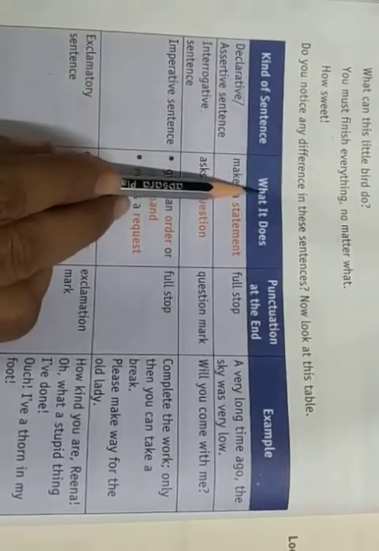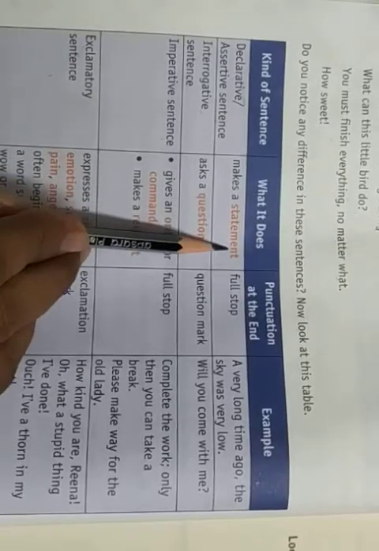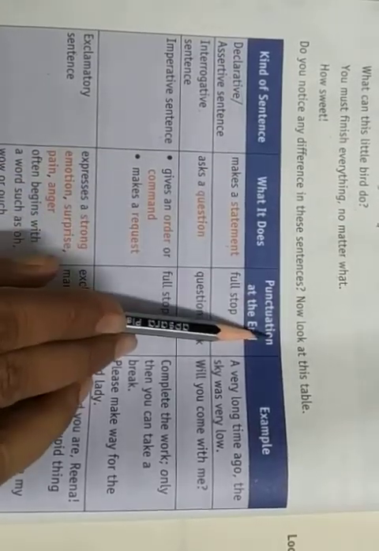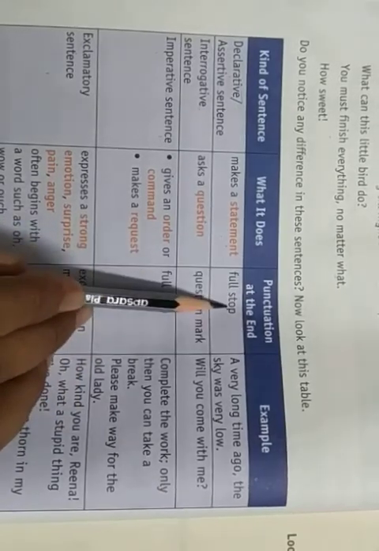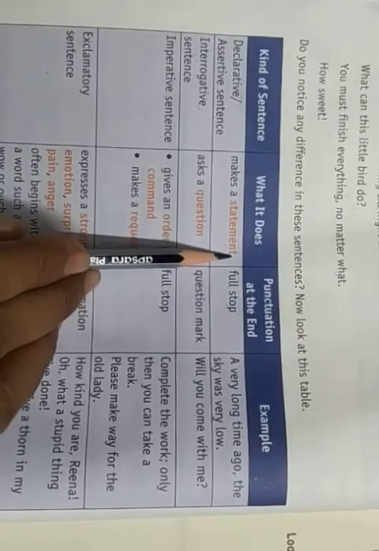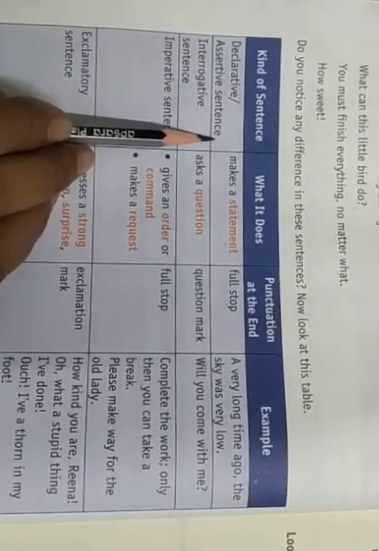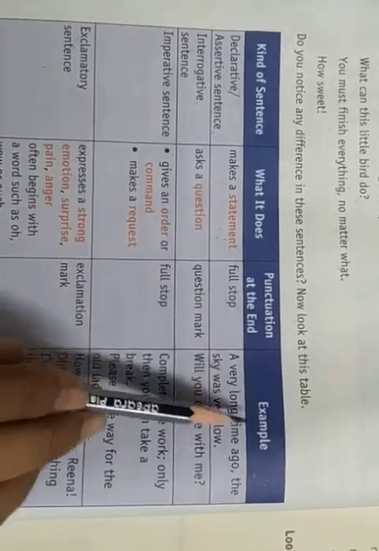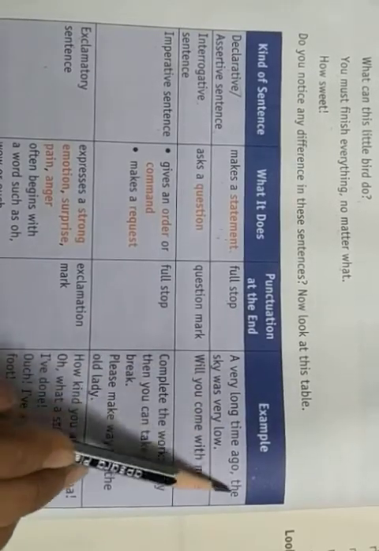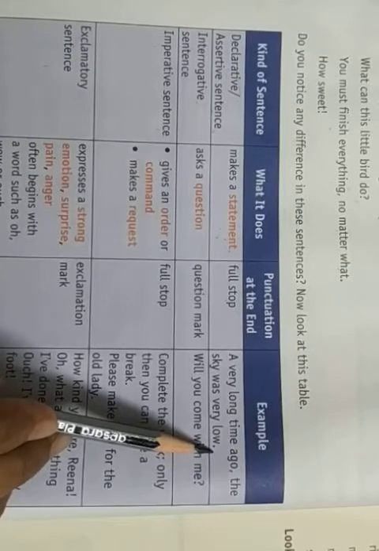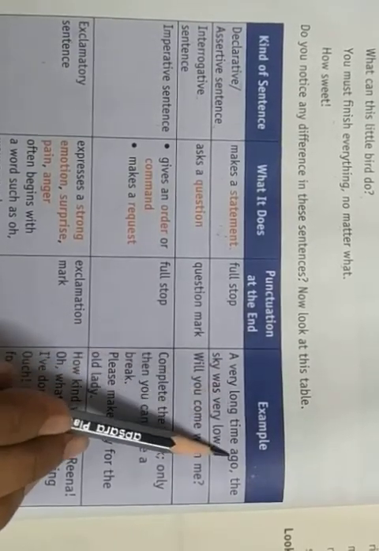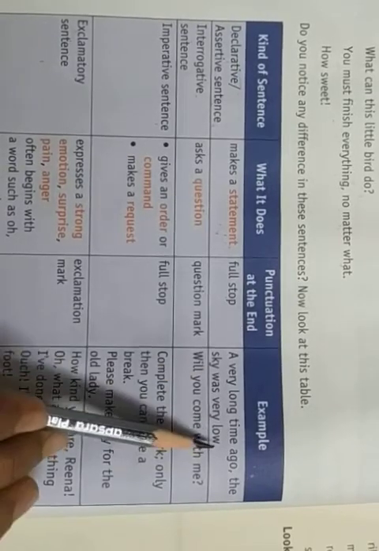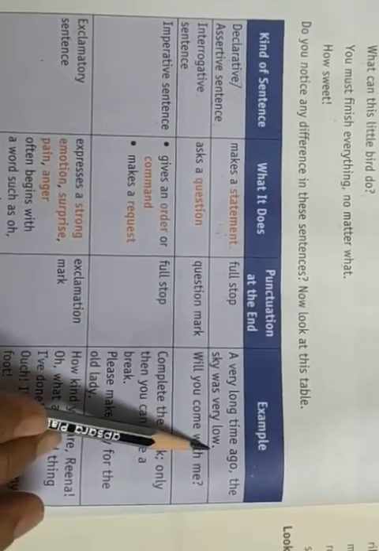Declarative, assertive: what it does is make a statement. Punctuation at the end is a full stop. After every statement you have to put a full stop. This is called an assertive or declarative sentence. Example: a very long time ago, the sky was very low. This is clear: no questions, no exclamation, it's a full stop.